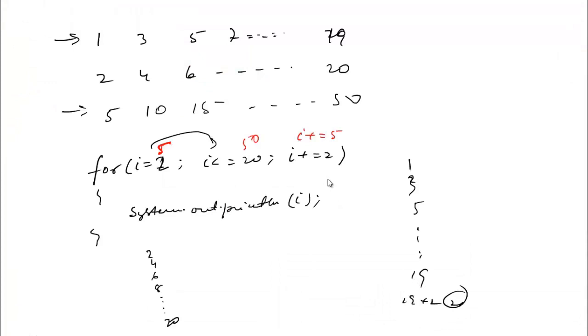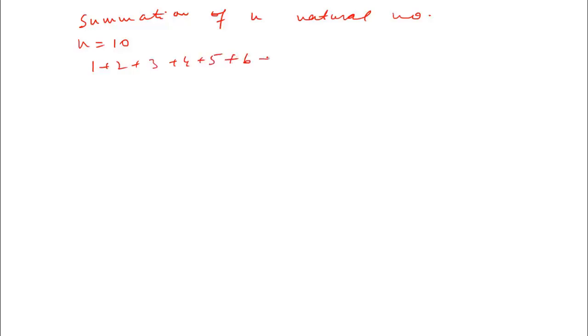Now let's print one more program: summation of n natural numbers. Suppose you have entered 10, and the natural numbers are 1 plus 2 plus 3 plus 4 plus 5 plus 6 plus 7 plus 8 plus 9 and then 10. When you add all of this up, the output will be 55.